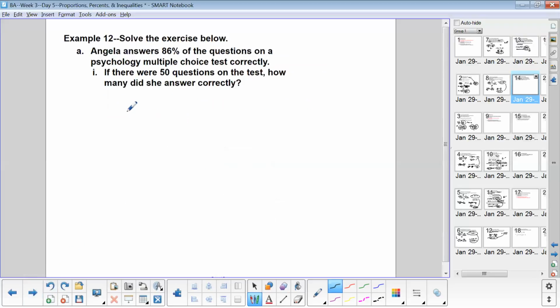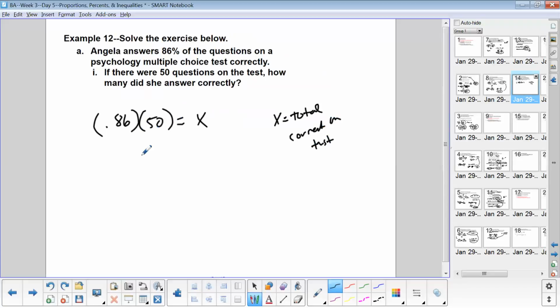Here we're looking at Angela. She answers 86% of the questions on a test correctly. If there's 50 questions on the test, how many did she answer? Well, 86% would be written as 86 hundredths. And if we knew the total number, which we do, so if you take 86 hundredths and multiply it by 50, that will give you total correct on the test. And that product would give you 43. So 43 out of 50 is the same as 86 out of 100.